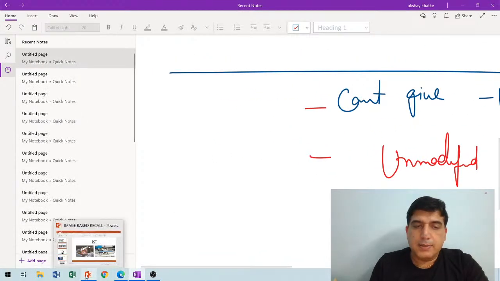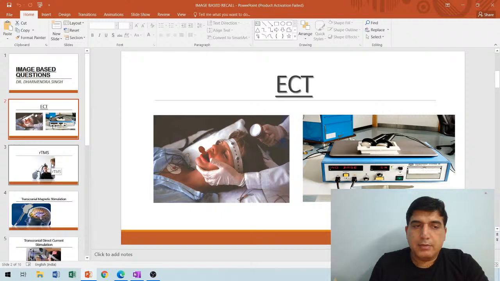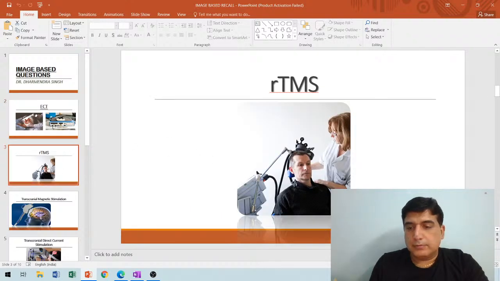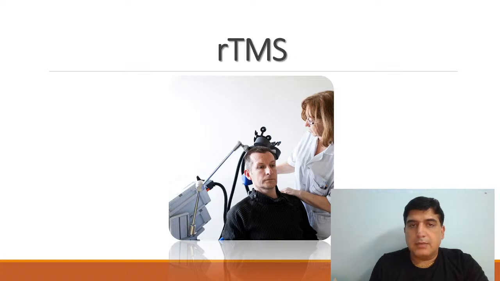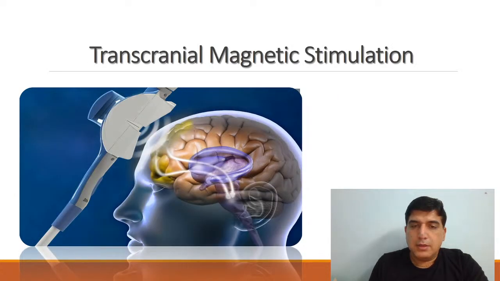Second is RTMS, repetitive transcranial magnetic stimulation.